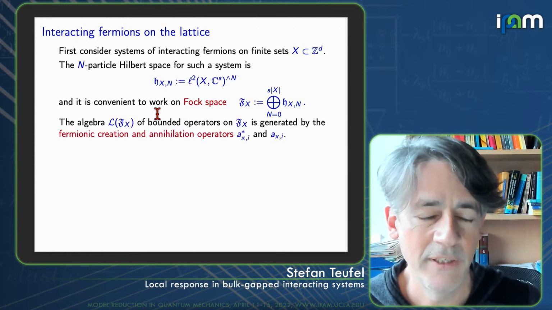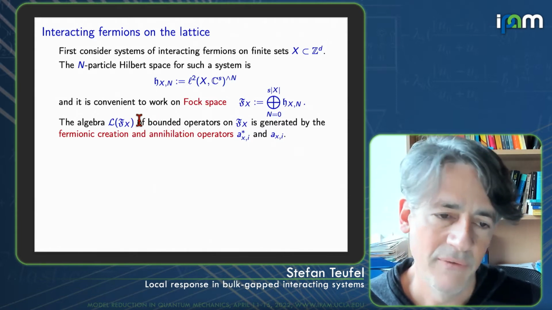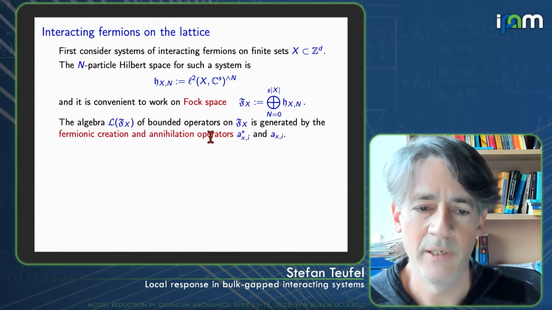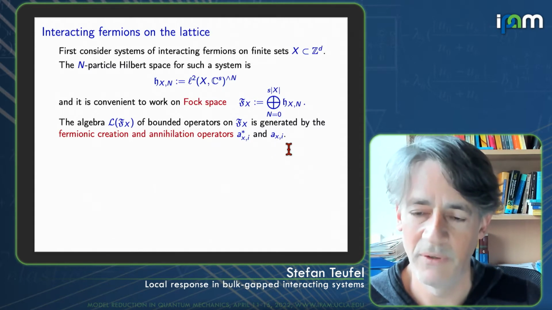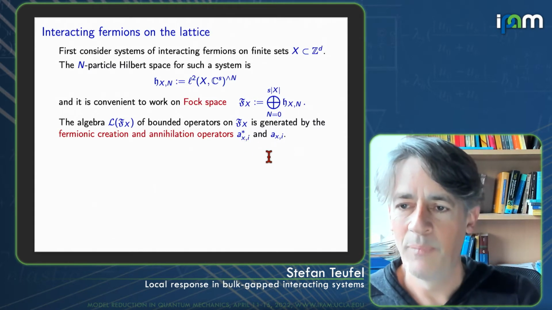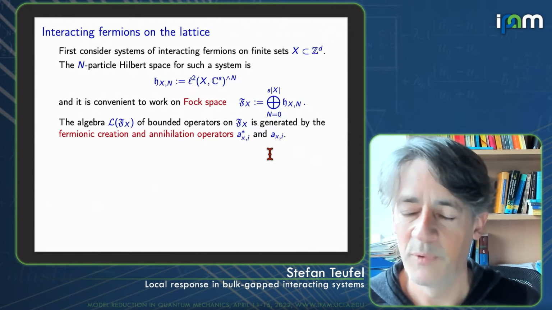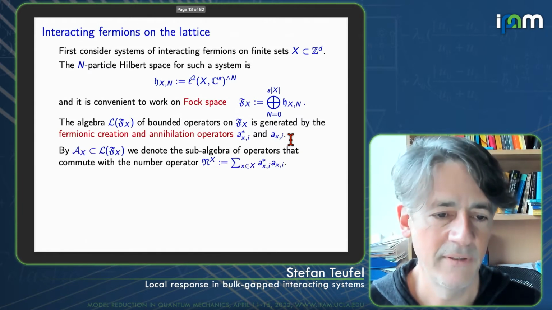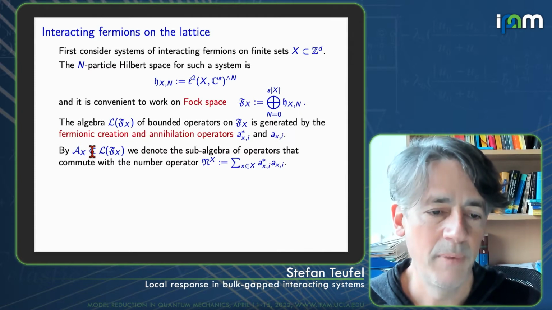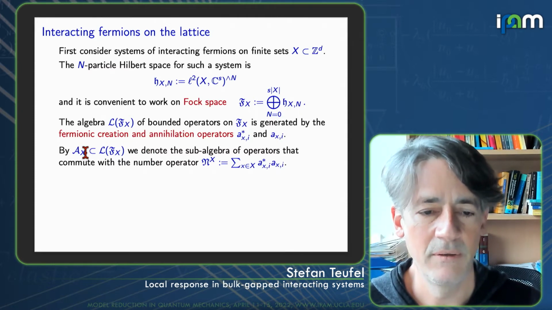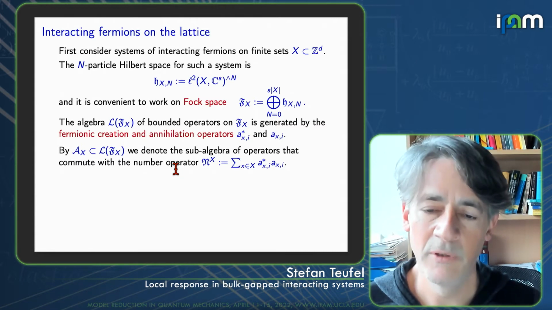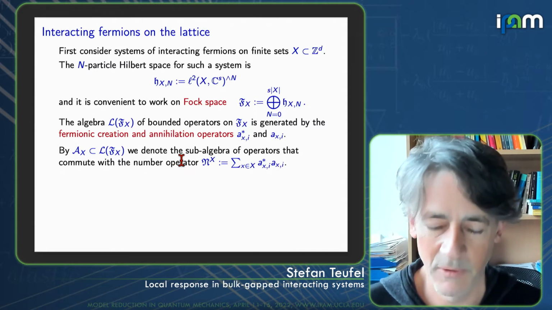Okay, just to fix the notation, set up the formalism. We have the algebra of bounded operators on this Fock space over a finite patch, and this is generated by the fermionic creation and annihilation operators. We saw them yesterday. Now they are labeled by points in the set X, so we now do this in position space. They satisfy the canonical anti-commutation relations we saw yesterday. And we will denote by curly A sub X the subalgebra of those operators that commute with the number operator in that region, because we will not be interested in creation and annihilation of particles. So the total number of particles will be conserved in our models.